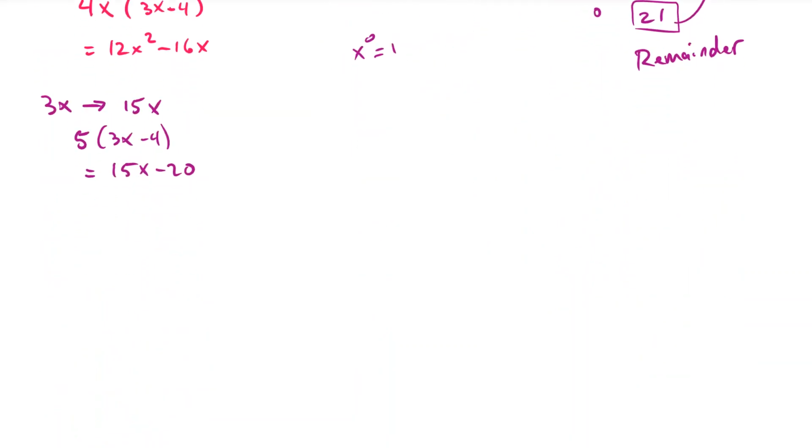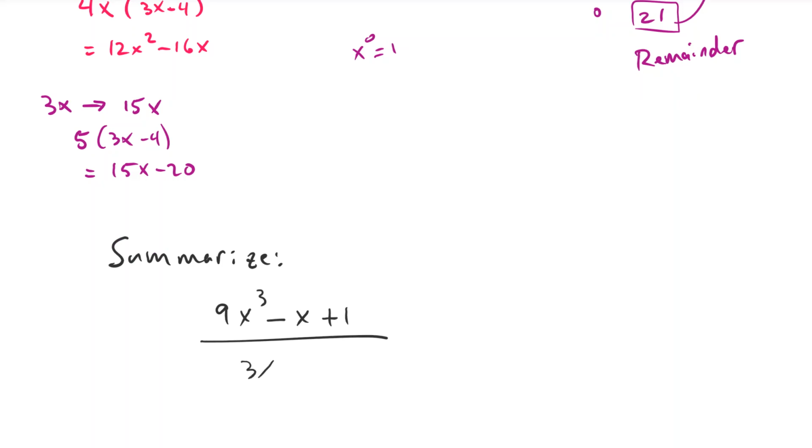So to summarize, 9x cubed minus x plus 1 divided by 3x minus 4 is 3x squared plus 4x plus 5 plus 21 divided by 3x minus 4.